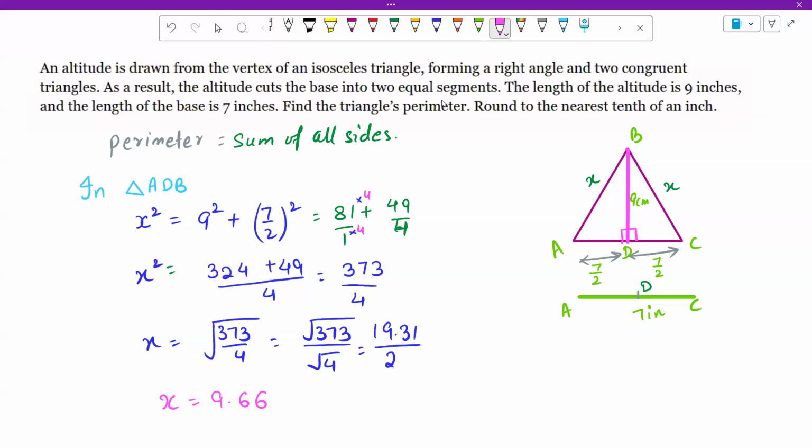9.655 you were having. On mine it was showing 9.656. Okay, no worries, there is always a slight difference. So x is coming out to be this value. Oh, because I divided the whole big number, not 19.31. That's why. Okay, we got the value of x.